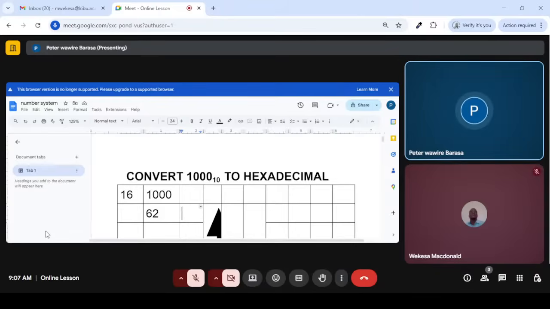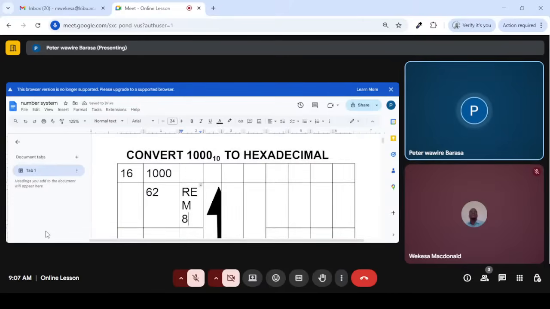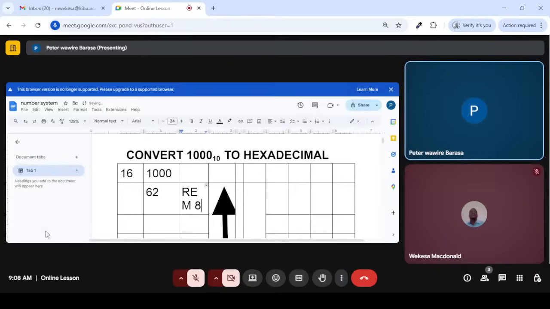So here it will be remainder 8. That's the remainder.